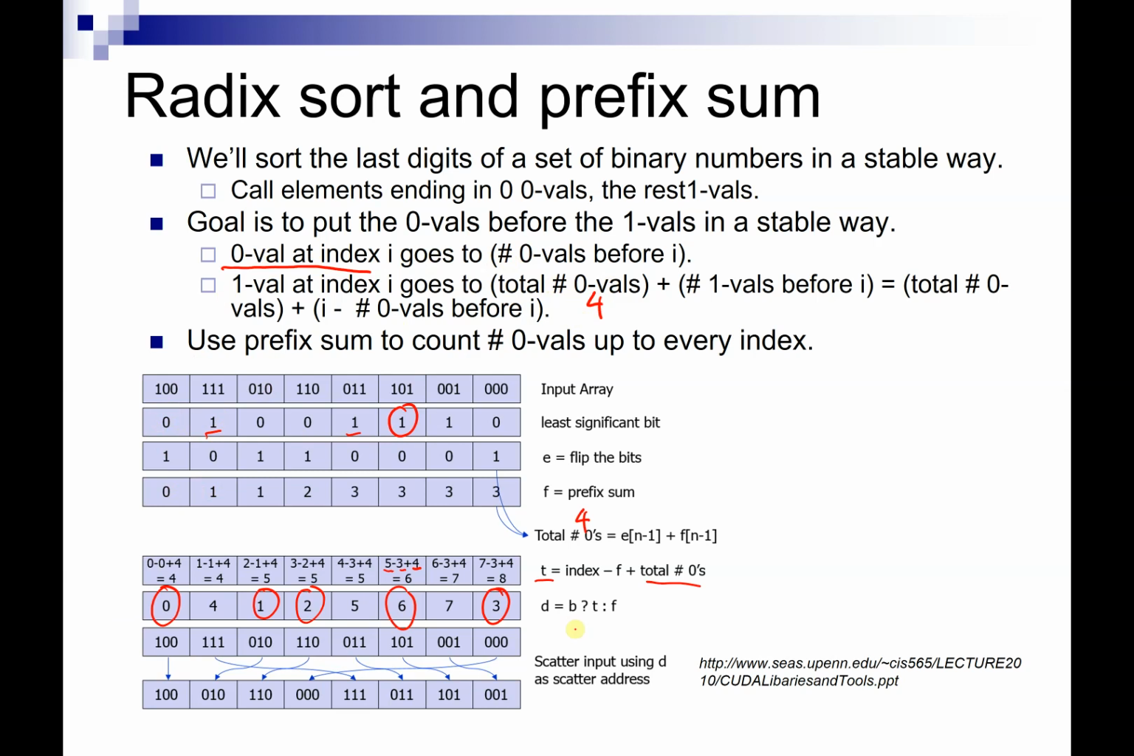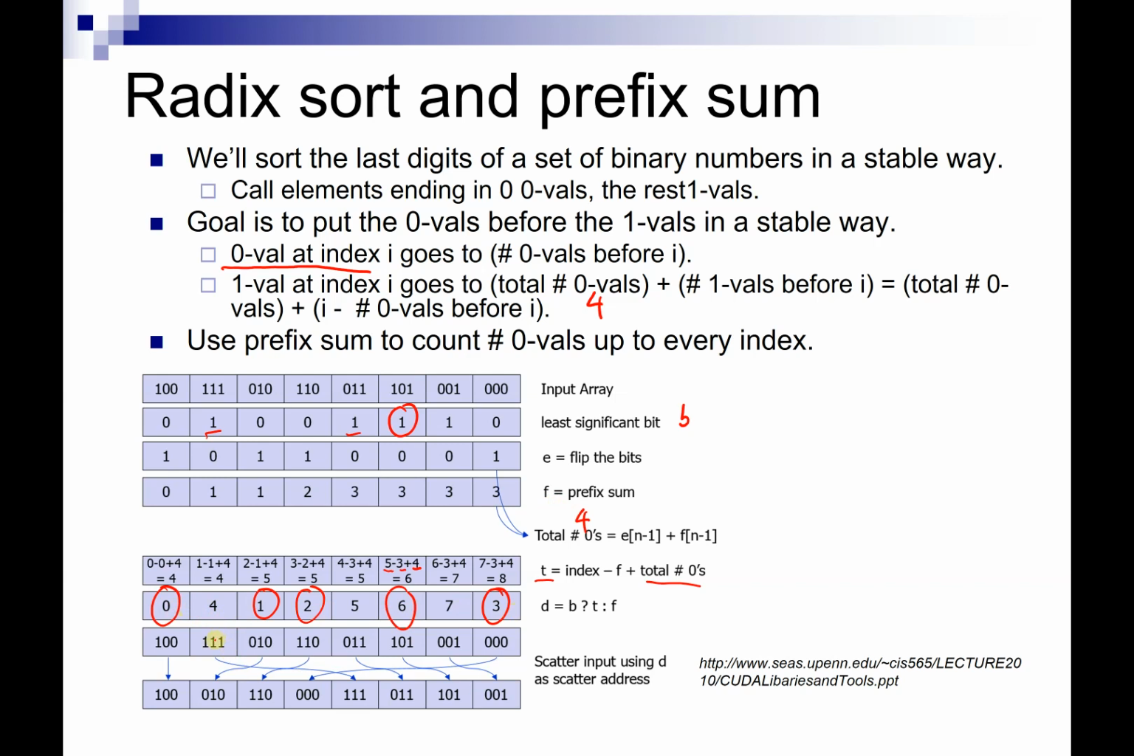And that's what this thing is doing over here. It's saying that if the bit here is equal to 1, then, this B is referring to this array over here. If you have a 1 in a certain position, then your sorted position is going to be based on the formula for the 1 value. Otherwise, it's going to be based on the formula for the 0 value, which comes from the F array. So we can compute all of these D values in parallel, and that tells you the final position for each of these values.